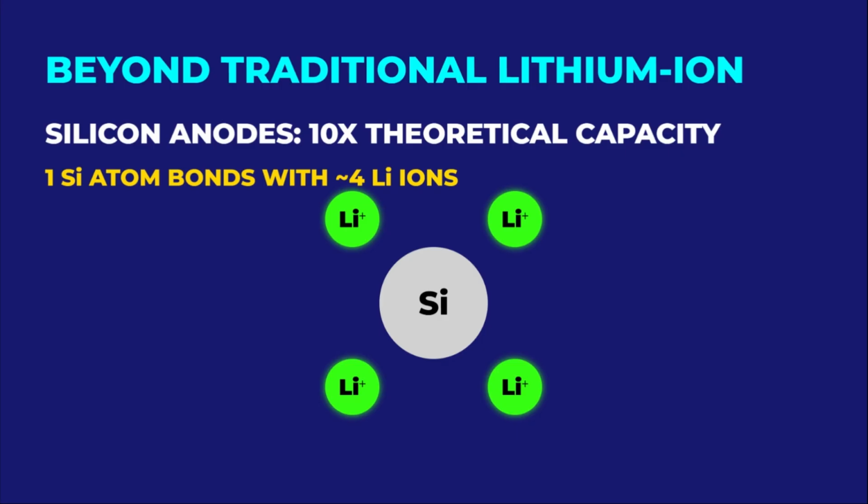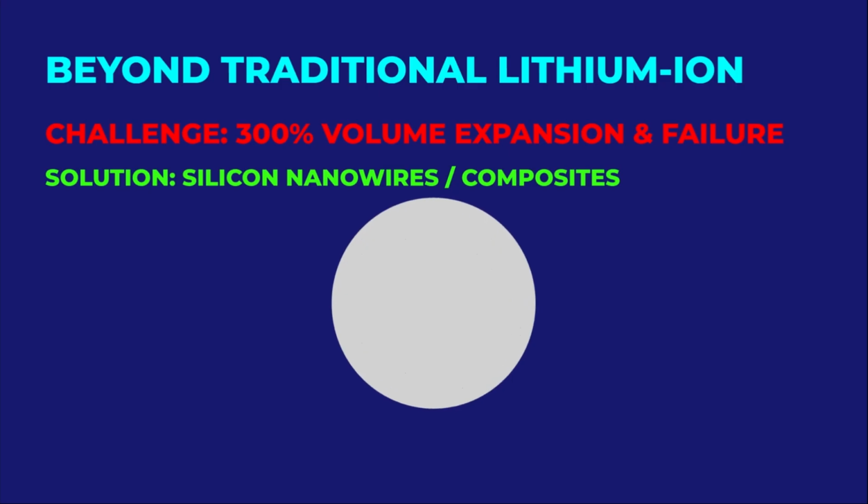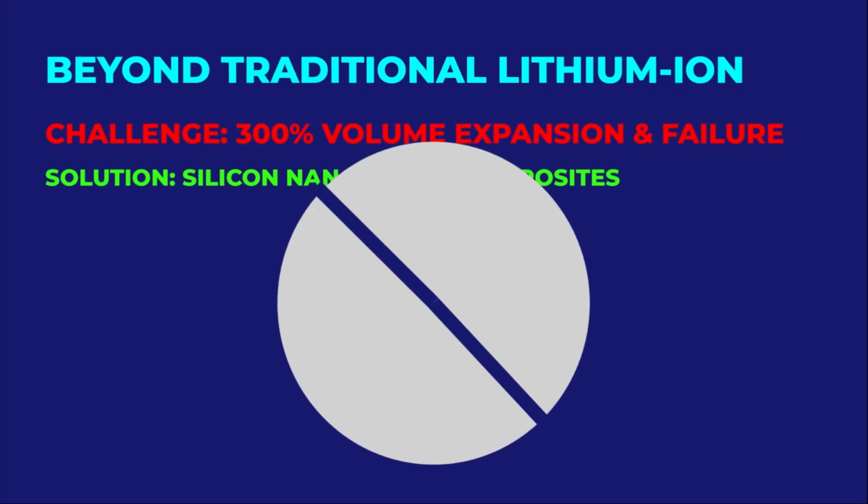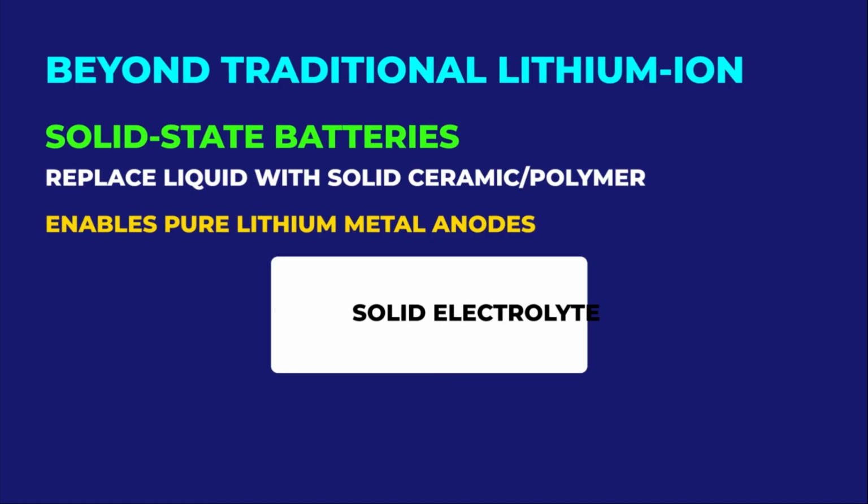Silicon anodes offer a theoretical capacity 10 times higher than graphite, because each silicon atom can bond with nearly 4 lithium ions. However, silicon expands by 300% during lithiation, leading to rapid mechanical failure. Current solutions involve using silicon nanowires or carbon-silicon composites to accommodate this volume change.